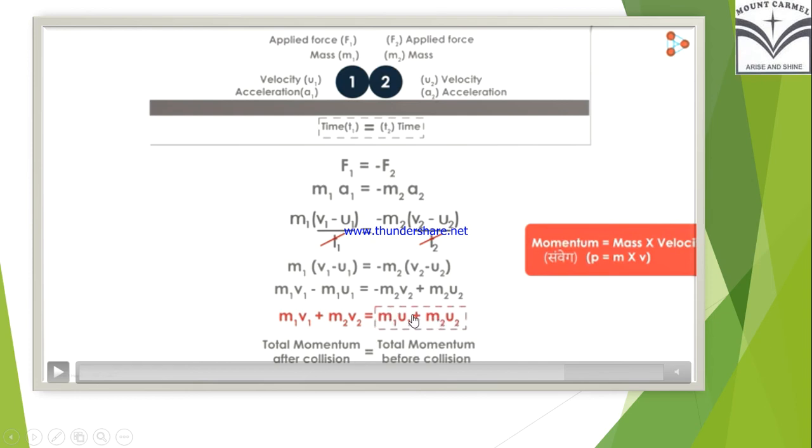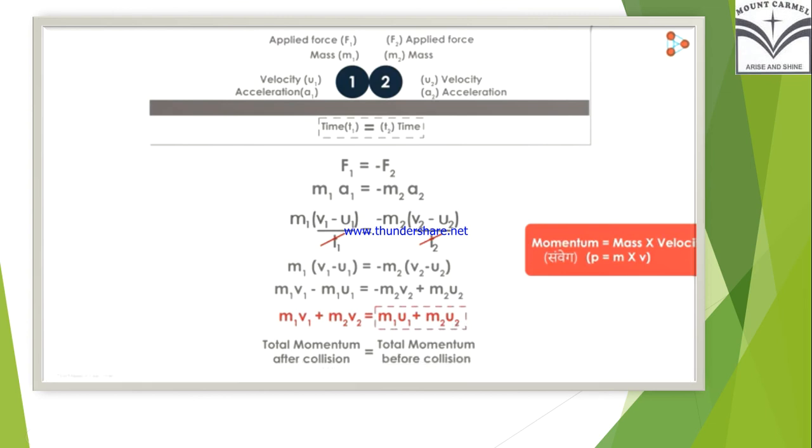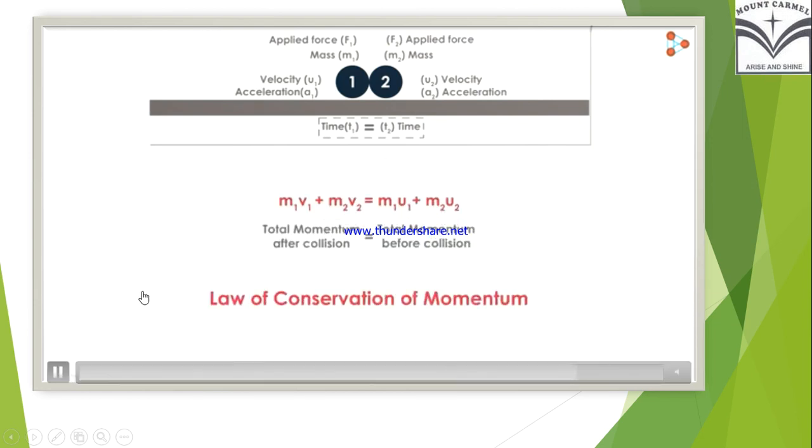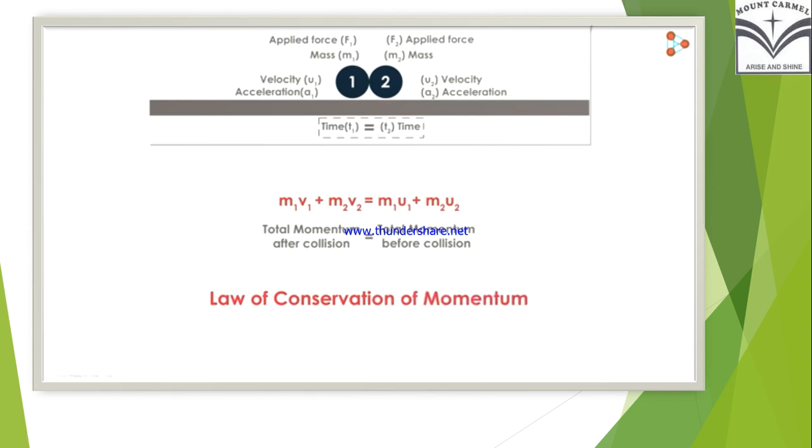This is the momentum for the first body, mass into initial velocity of the first body, and this is mass into initial velocity of the second body, m2u2. ये जो total है ये same है, right? That is equal. So after collision the momentum is equal to the momentum before collision. And this is what we know as the law of conservation of momentum. Both the momentum after collision and before collision are equal. So this is the major application of the third law of motion.